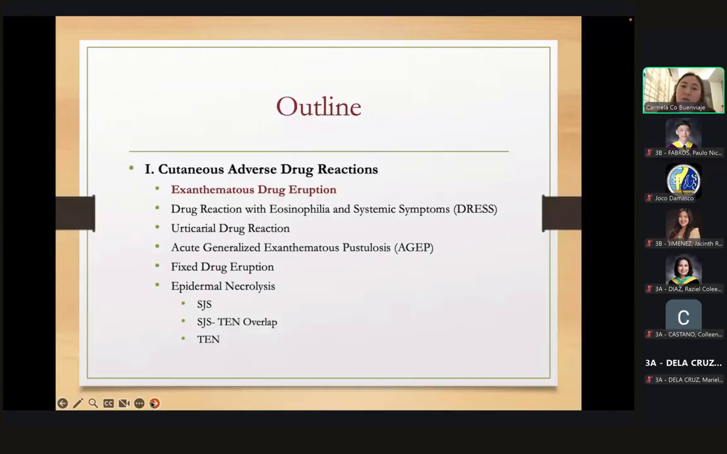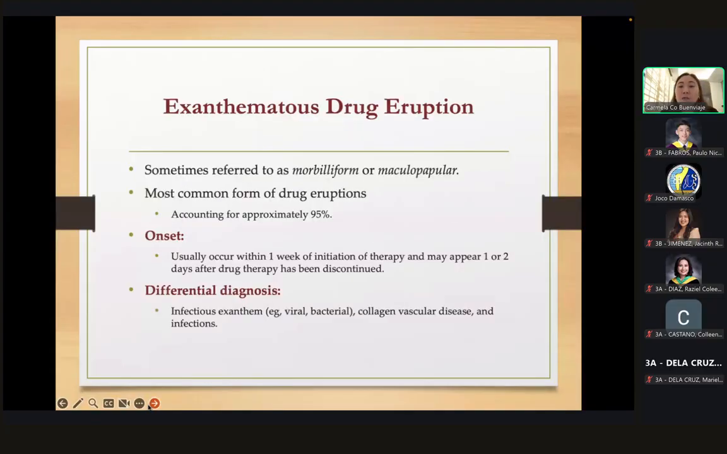First on our list would be the exanthematous drug eruption. This is sometimes referred to as morbilliform or maculopapular drug eruption. It's actually the most common form of drug eruptions, and among the drug eruptions, it accounts for approximately 95%.